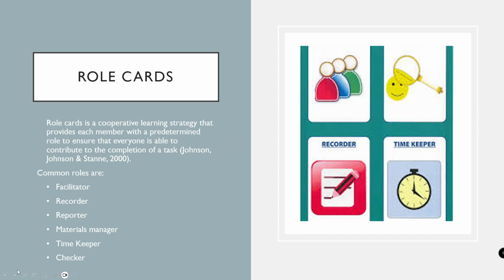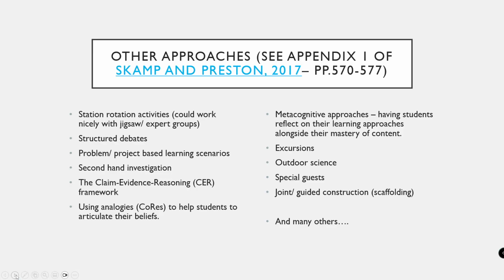So this is a good one. You can create laminates. Obviously, as they become familiar with it, they can rotate through them fairly easily. Lots of things here. You can do station rotations, structured debates, different frameworks, predict-observe-explain, what we're going to change, measure and keep the same, claim evidence reasoning.